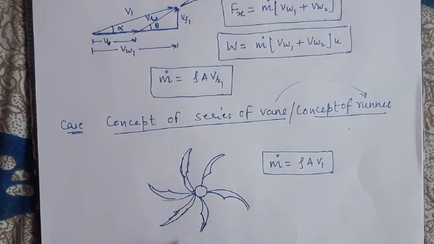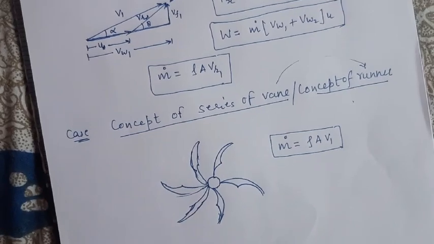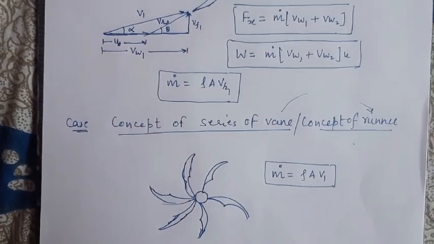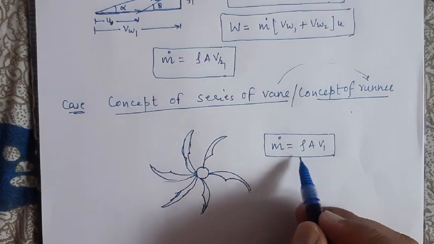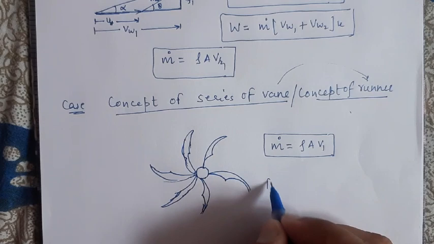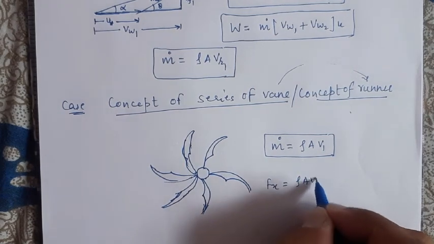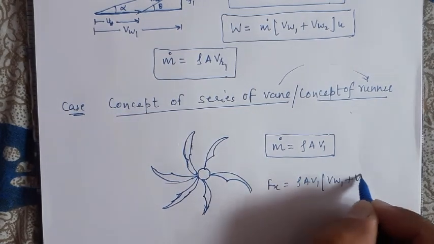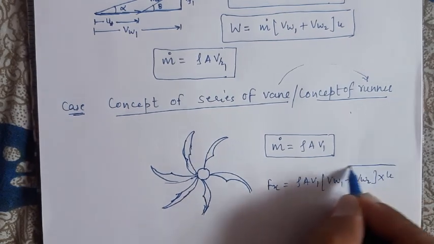Why? Please observe. When the jet is striking one of the vanes, that vane moves and another vane comes in front of the jet. So this case becomes like that: a jet is striking always a stationary vane, because there is always a vane ahead of the jet. So whatever the discharge is issuing out of the nozzle will be utilized by this series of vanes. Therefore, the mass flow rate which we will take is equal to rho a v1, and the formula for Fx would become rho a v1 (Vw1 plus Vw2) multiplied by U.